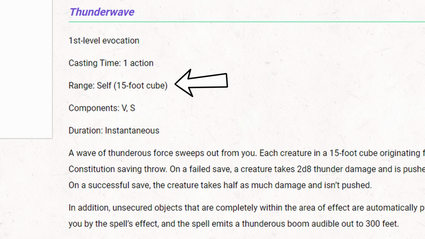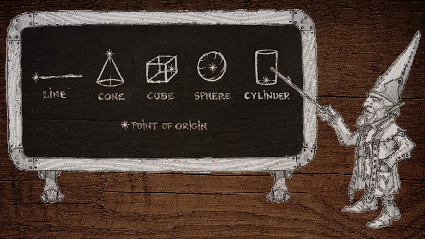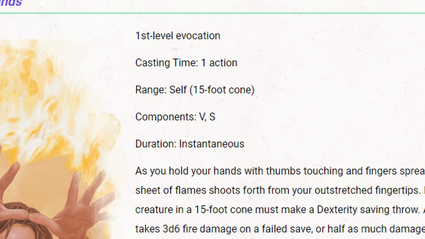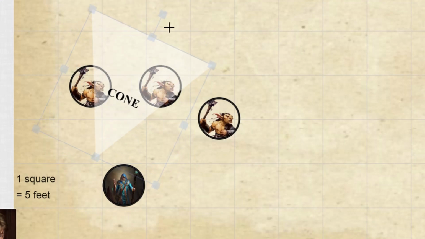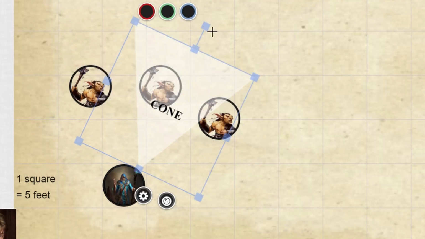Some spells have an area of effect. Area effects have a point of origin, and then they expand out for a certain distance from there. The spell Burning Hands has a range of Self, and in brackets, 15-foot cone. That means that the spell has to originate from your position, and it hits everything in an area covered by a 15-foot cone.